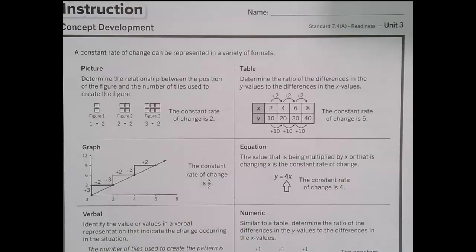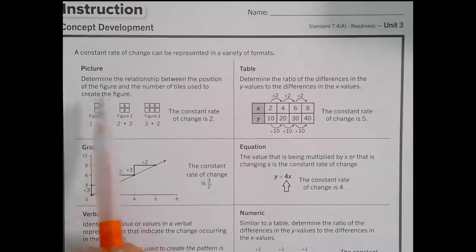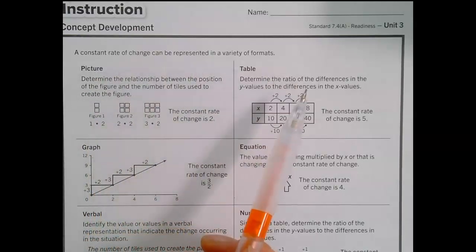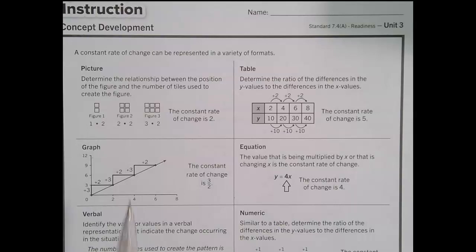Okay, you should have torn out Think Up page 30. We're going to talk about that constant rate of change. So now it says a constant rate of change can be represented in a variety of formats. So there are different ways of doing it.